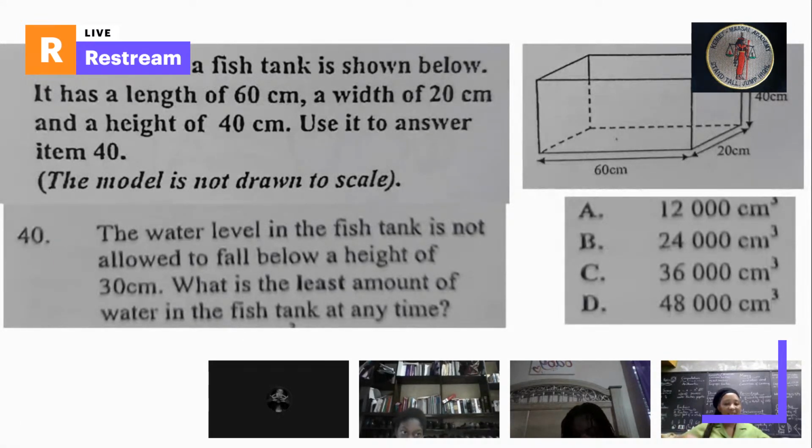So the length is 60 centimeters, width 20, height 40. The water level is not allowed to fall below a height of 30 centimeters. So what's the least amount of water in the fish tank at any time? Anyone? Any ideas?